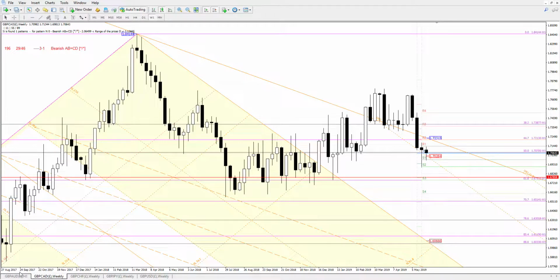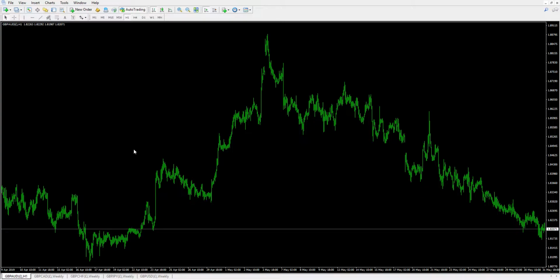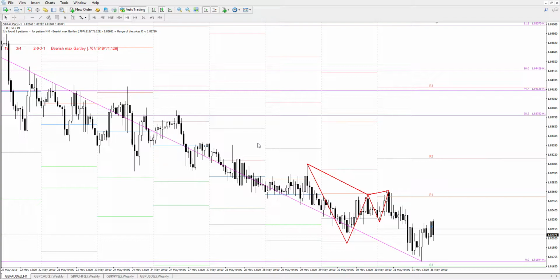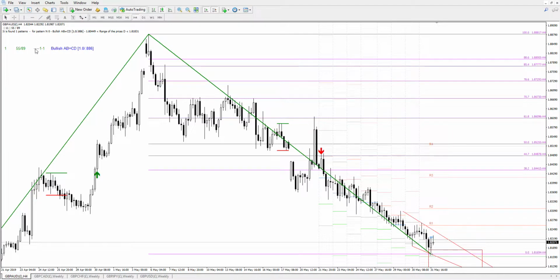Last but not least, the pound Aussie. Template soup. So it's bearish on the hourly. What we can do here, we can create a channel there. Let's reuse that low. We close below pivot. Bearish Gartley on the hourly. This is a bullish ABCD.